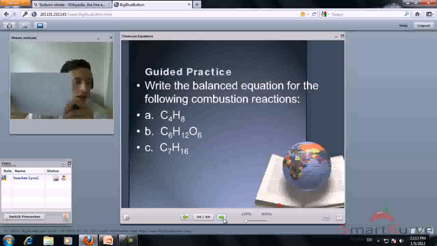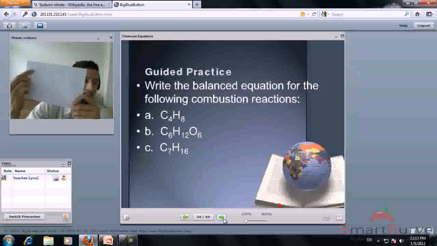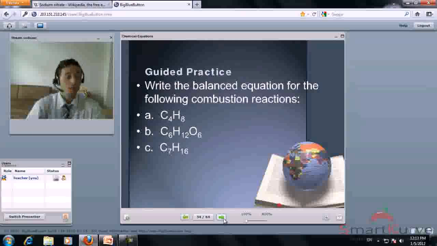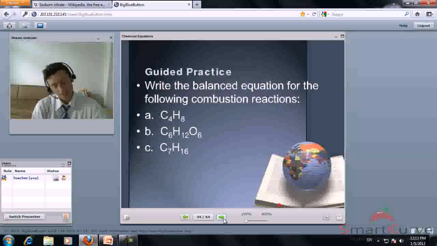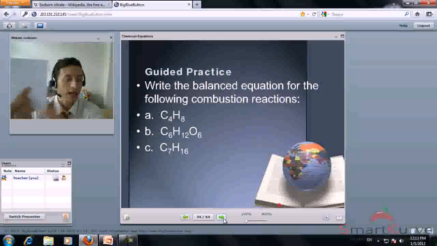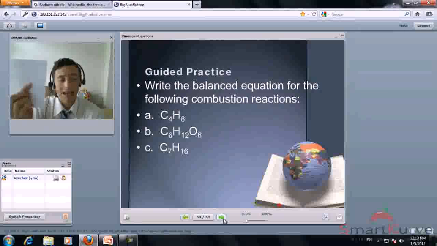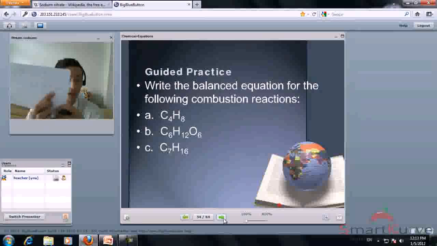Notice, glucose, let's start with the carbon. We have 6 carbon atoms in glucose. However, here we only have 1 on the product side. So to balance that, we're going to need a coefficient of 6, and thus create 6 molecules of carbon dioxide. So now we're balanced with respect to carbon.